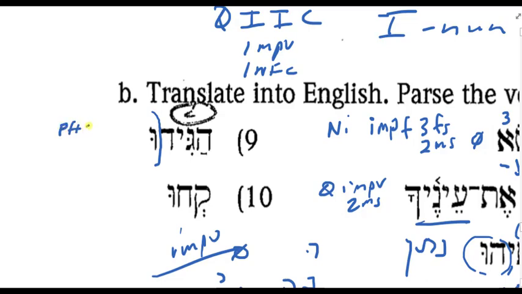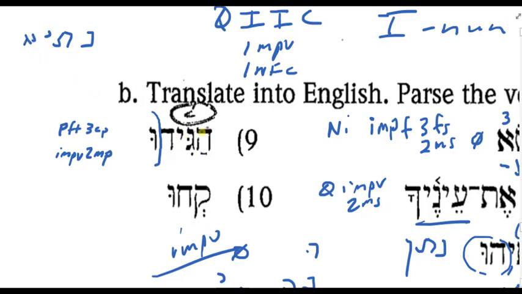Could be perfect, 3CP, or imperative, 2MP, okay? It could be imperfect if I had a nutty prefix. Do I have any nutty prefixes? Nope. What are my nutty prefixes? Noon, tau, yod, olive, right? I don't have any of those.